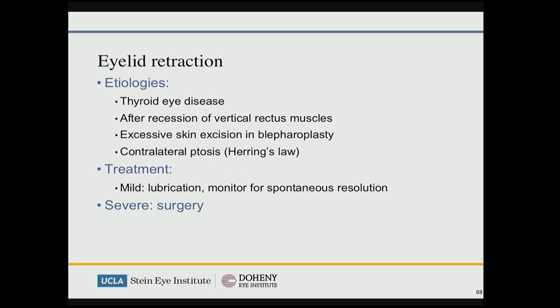Eyelid retraction etiologies include thyroid eye disease, and retraction after recession of the vertical rectus muscles, remembering the interdependence of the capsulopalpebral head and fascia to the inferior oblique and inferior rectus muscles. Excessive skin excision in blepharoplasty can lead to eyelid retraction, as well as a contralateral ptosis just by virtue of Hering's law. And the treatment includes lubrication if it's mild, possible spontaneous resolution, or if it's more severe, surgery.